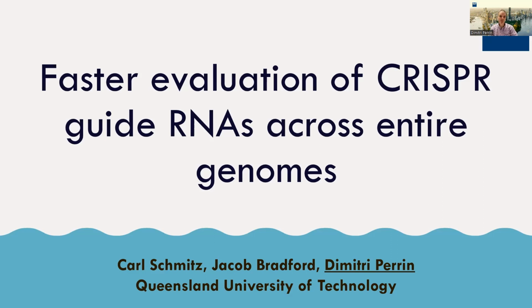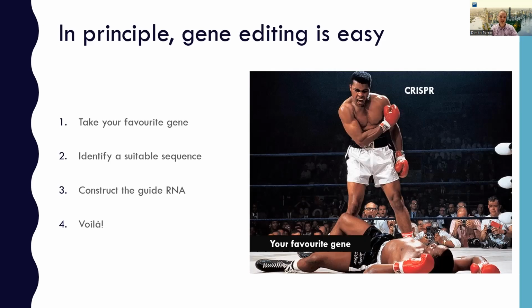Our presentation is called Faster Evaluation of CRISPR guide RNAs across entire genomes, and my colleagues are Carl and Jake. On paper, gene editing is supposed to be easy. You take your favorite gene, you identify a suitable sequence within that gene, you construct the corresponding guide RNA, you deliver it to the cell along with the Cas protein, and you obtain the edits that you want.